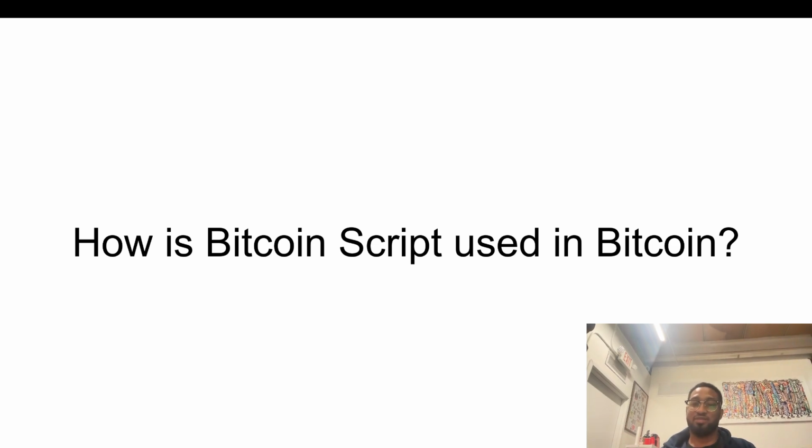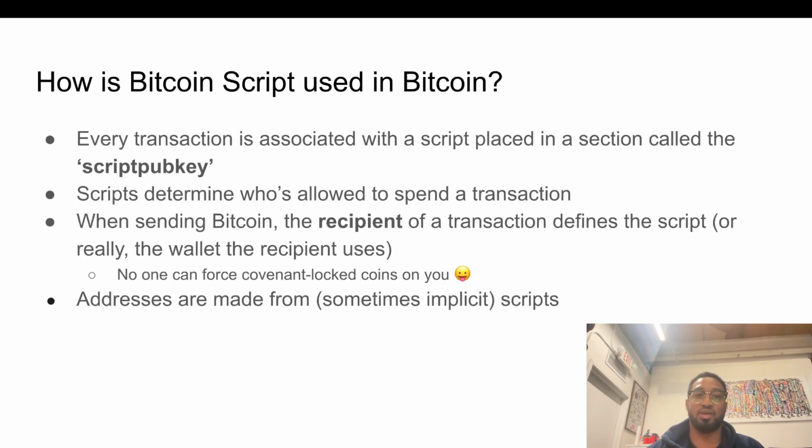So I gave a brief introduction to Bitcoin script. Now it would be good to know how it's used in Bitcoin. So every transaction in Bitcoin is associated with a script placed in a section called the script pub key. I love this word. I think it's great. A lot of people are unfamiliar with it, and it's funny because you can see who's ever looked at the technical details of a Bitcoin transaction by asking them if they know what a script pub key is.